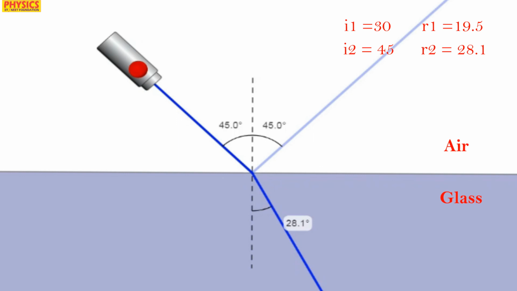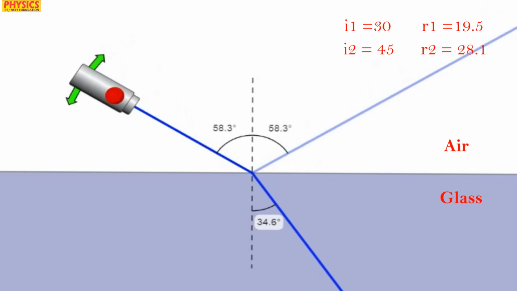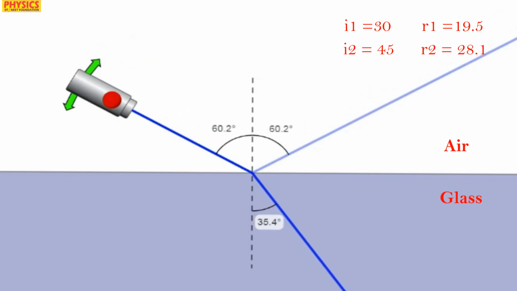Now let us check for one more value, that is 60 degrees. So angle of incidence is 60 degrees. Then what is angle of refraction in this case? Let us observe carefully. It is 35.3 degrees is the angle of refraction. See, as the angle of incidence increases, the angle of refraction also increases.